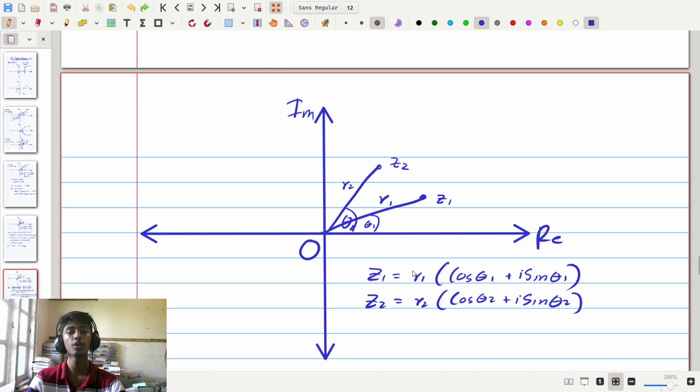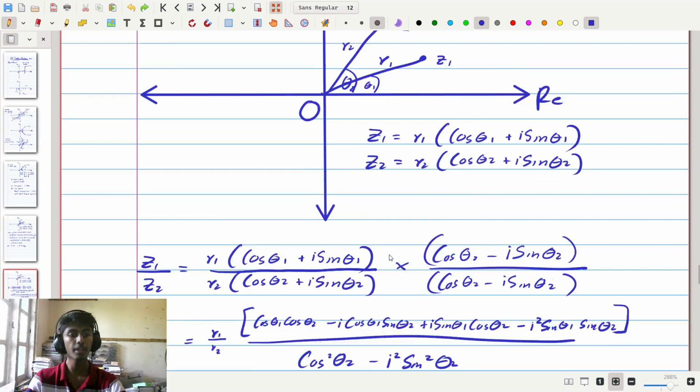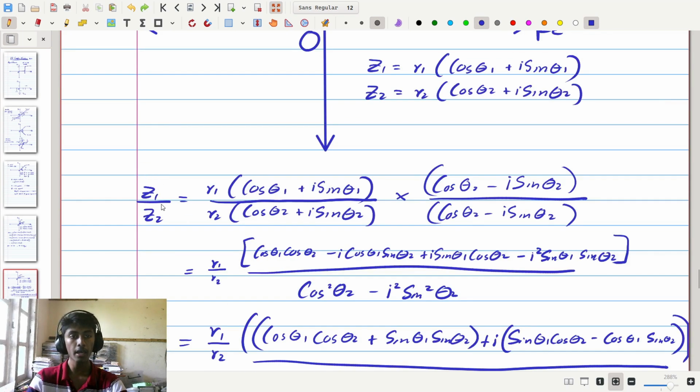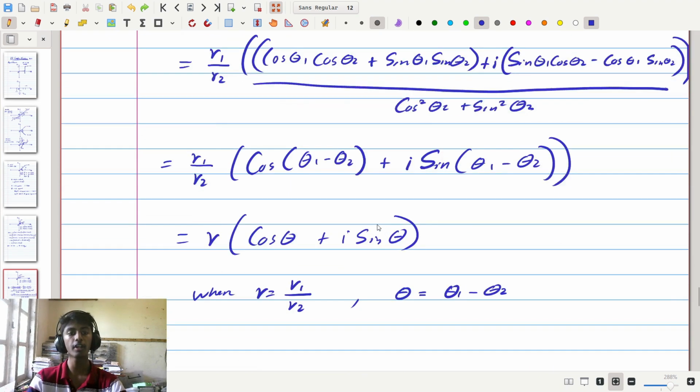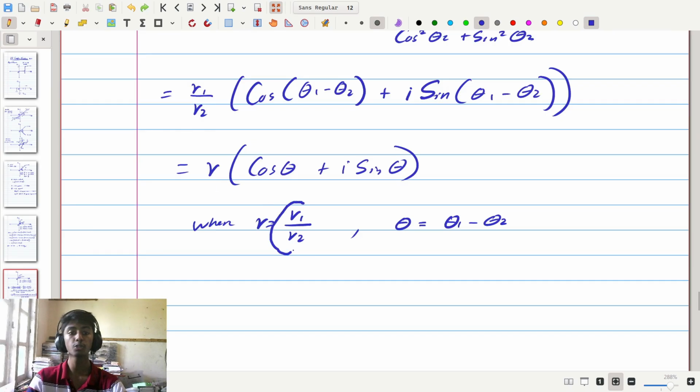Then we considered dividing two complex numbers, so that if you divide one complex number z1 by another complex number z2, the result is of the form r times cosine theta plus i sine theta, where r is equal to r1 divided by r2, where r1 is the radius of the complex number on the numerator and r2 is the radius of the complex number on the denominator. And the angle theta is equal to theta 1 minus theta 2, where theta 1 is the angle of the complex number on the numerator and theta 2, the angle that is subtracted, is the angle of the complex number on the denominator. And with that, we have finished this video.